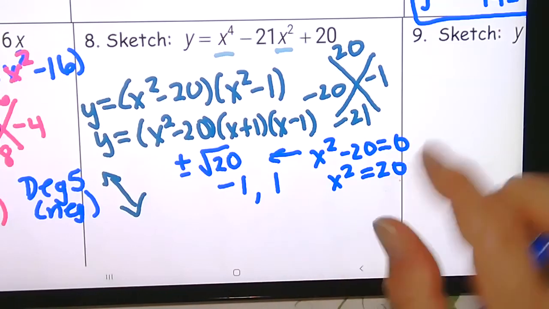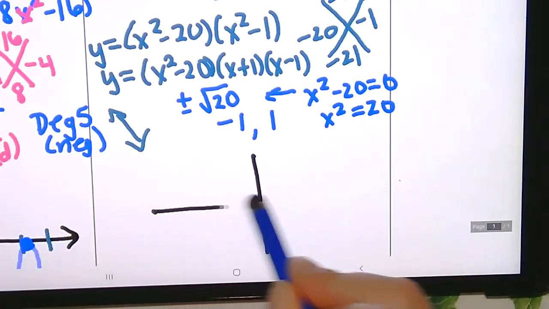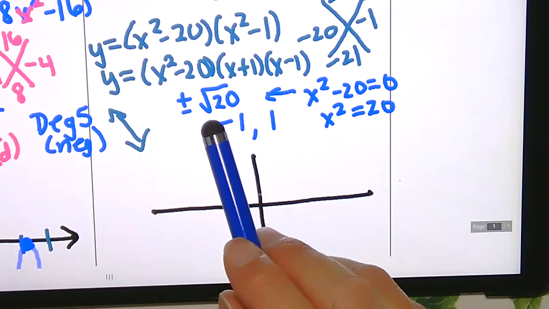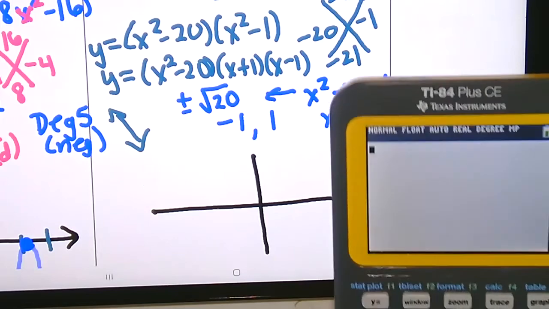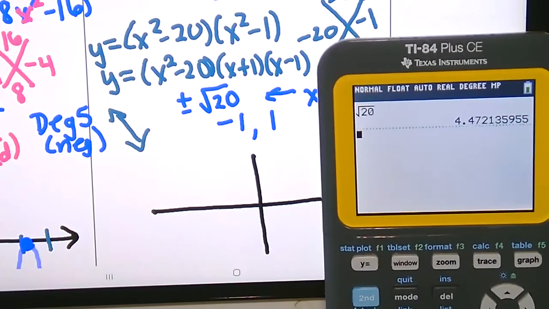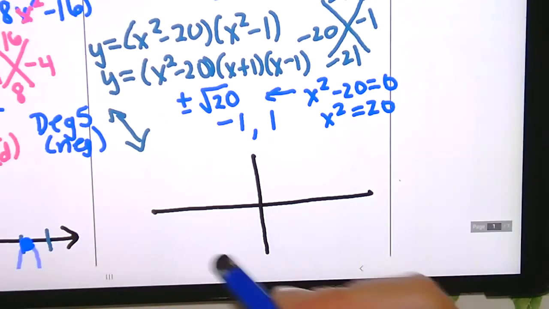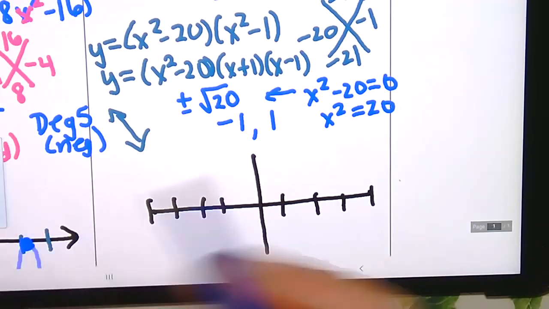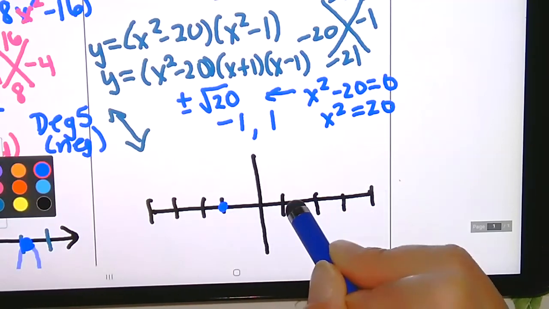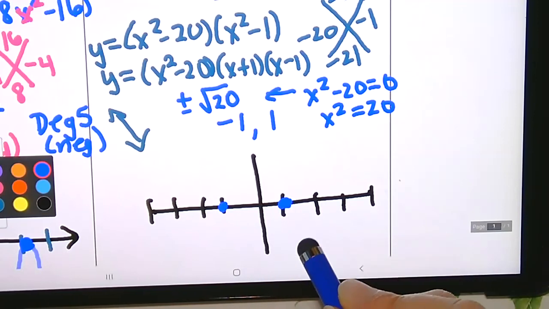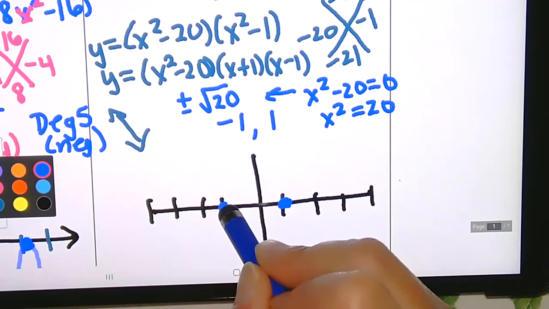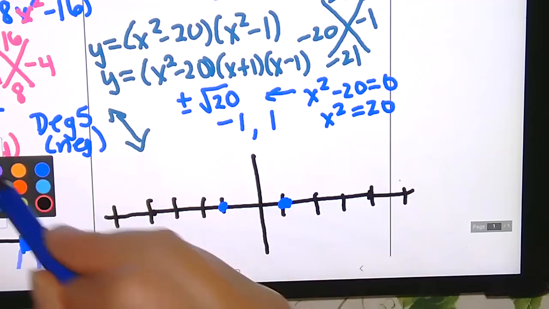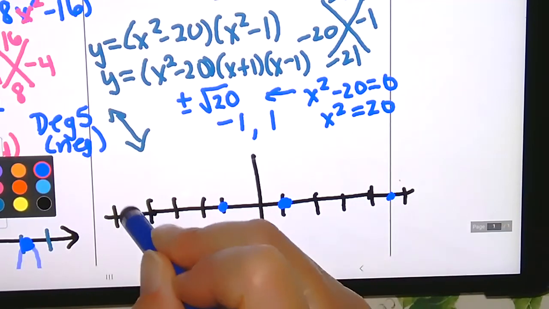So when I graph it, now, the square root of 16 is 4. The square root of 25 is 5. So this has to be in between 4 and 5. If I want to be a little more precise, it is going to be about a 4.5, about a 4.47. Okay, so that was about a 4.47. And when I plot my points, I have at negative 1, a single, positive 1, a single. And then again, that was about a 4.5. So I really should extend this out. Okay. So 4.5-ish and a negative 4.5-ish.